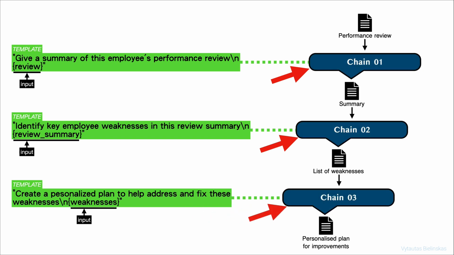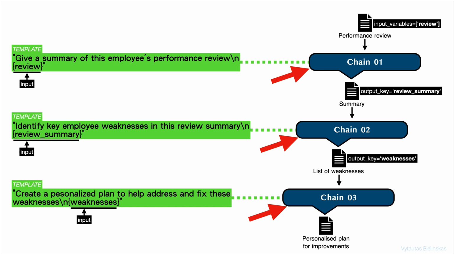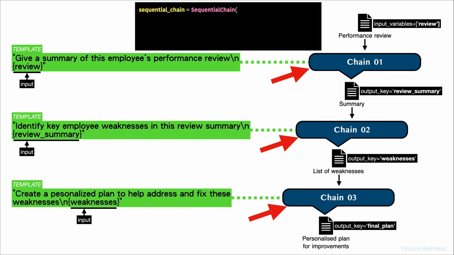For chain number 1, the input is review. For chain number 2, the input is review summary. For chain number 3, the input is the list of weaknesses. And the final output is the personalized plan for improvement based on the performance review, which is the input to chain number 1. To design this architecture in Python, we specify which chains contain our sequential chain. It is the list including chain number 1, chain number 2, and chain number 3. The input variable is employee review. Output variables in sequential order are review summary from chain number 1, weaknesses from chain number 2, and final plan from chain number 3. That's it, the theory and idea of what we will implement in Python.